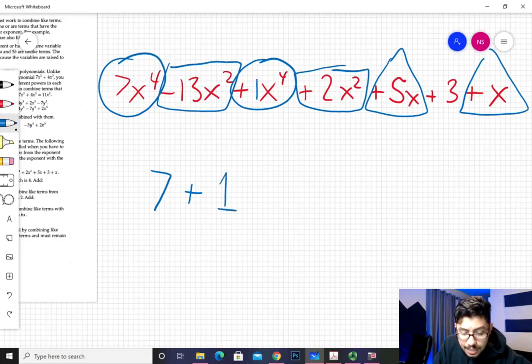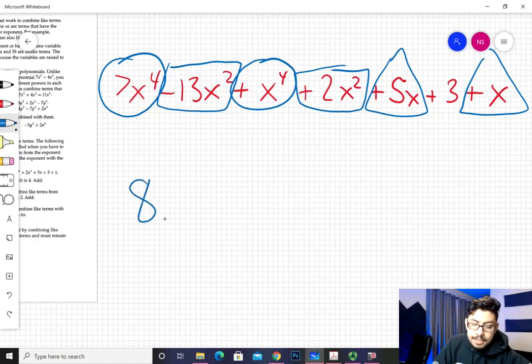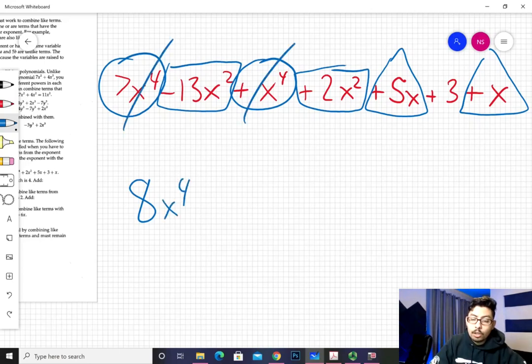So all I'm doing is 7 plus 1, which comes out to being 8. And then you just bring down the like term, x to the power 4. Those ones are done. Move on to your rectangles.